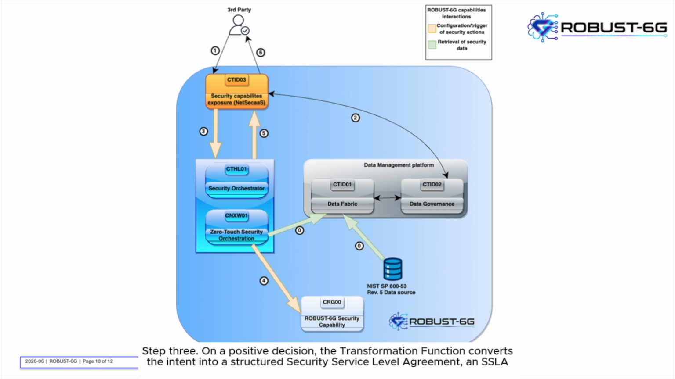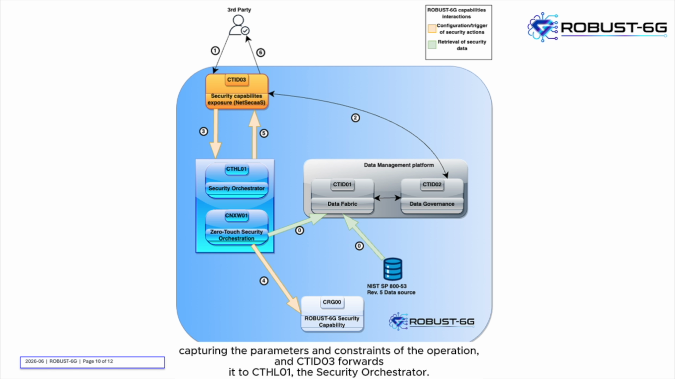Step 3. On a positive decision, the transformation function converts the intent into a structured security service level agreement, an SSLA, capturing the parameters and constraints of the operation. And CTID03 forwards it to CTHL01, the security orchestrator.